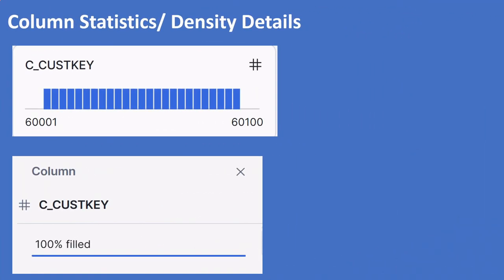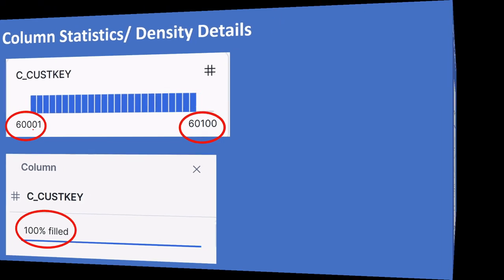Here, there is a column called C_CUST_KEY. For this column, this is the minimum value and this is the maximum value. So, minimum value and maximum value are nothing but statistics for this column, or density details for this column. Like that, you can see another statistic, 100% filled, for the same column. This is one more.